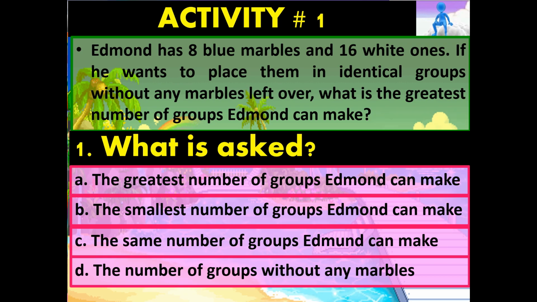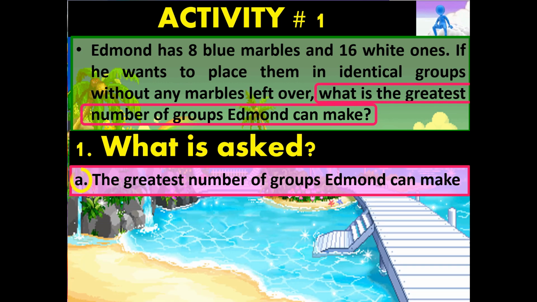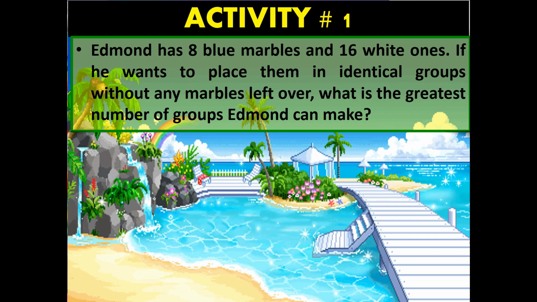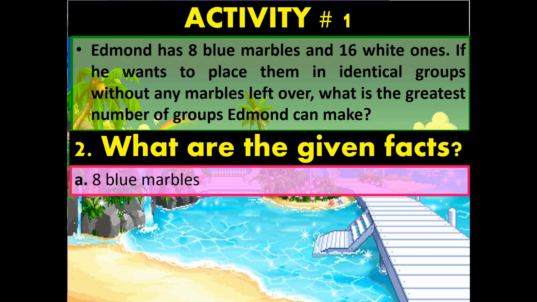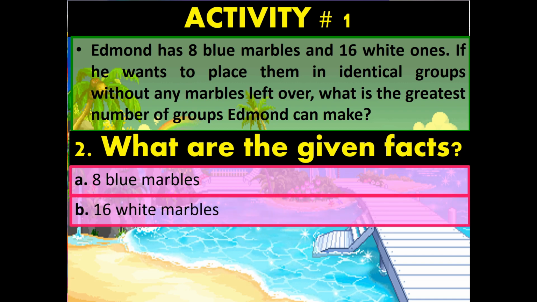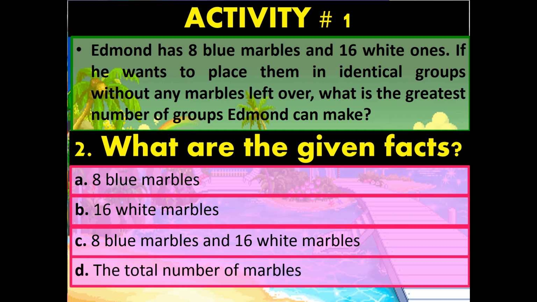Okay, time is up. The answer is letter A. Question number 2. What are the given facts? A. 8 blue marbles. B. 16 white marbles. C. 8 blue marbles and 16 white marbles. Or letter D, the total number of marbles. Your timer starts now.